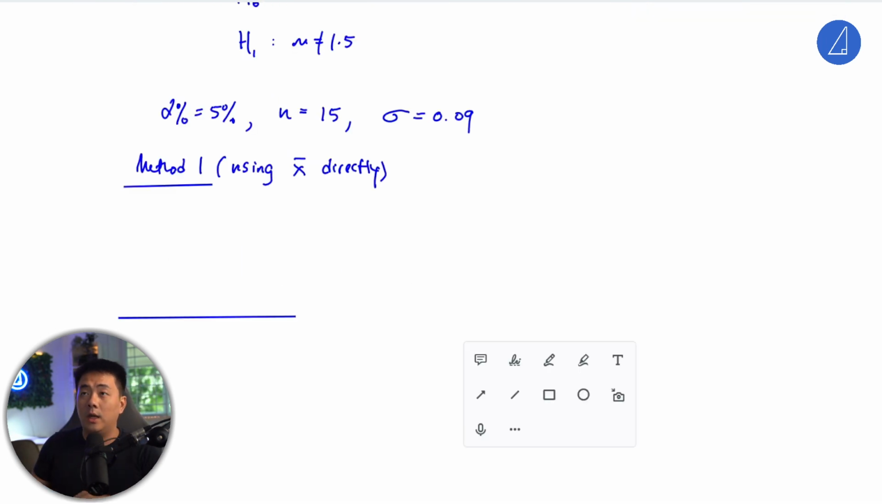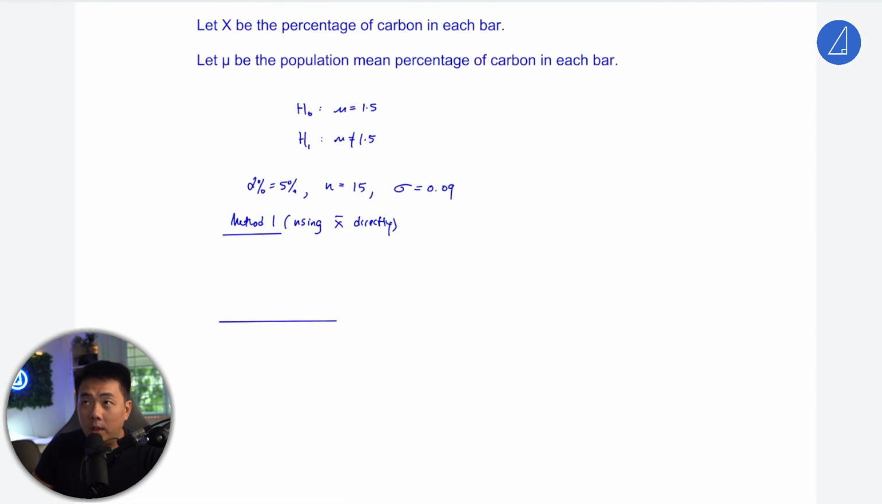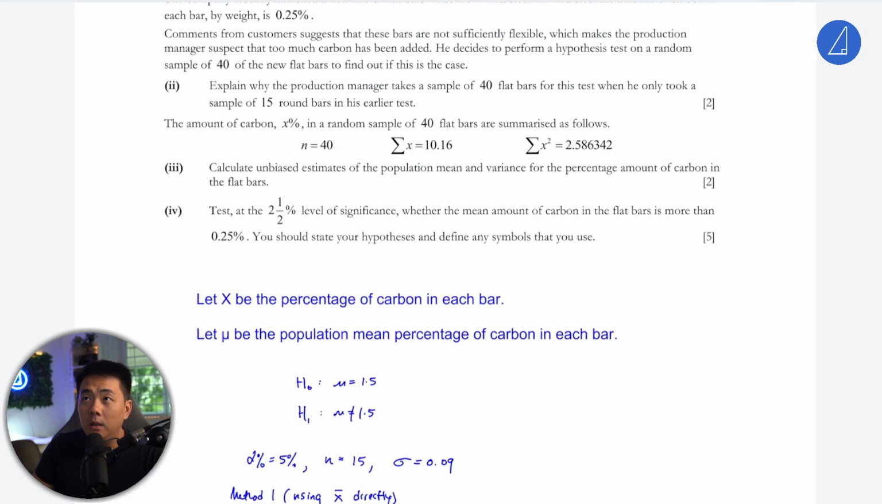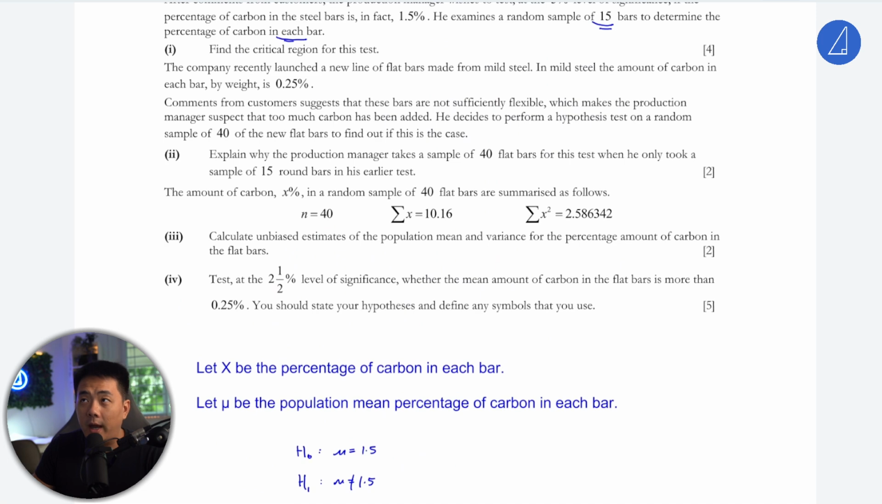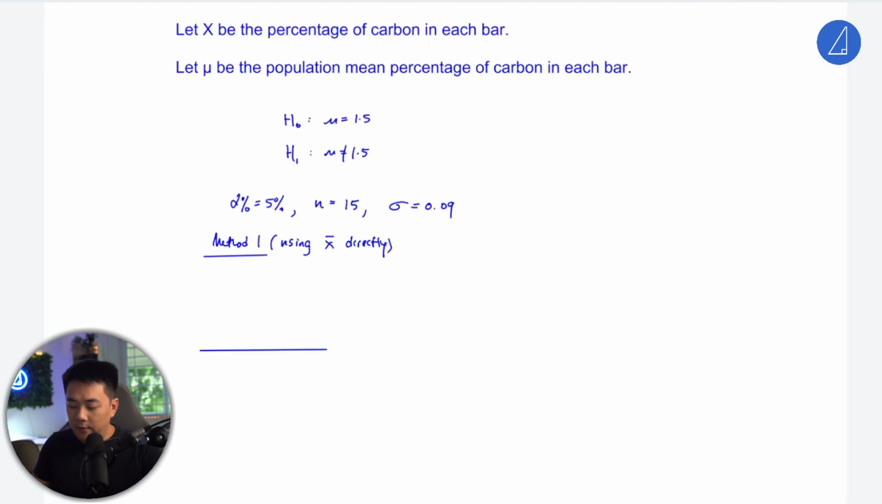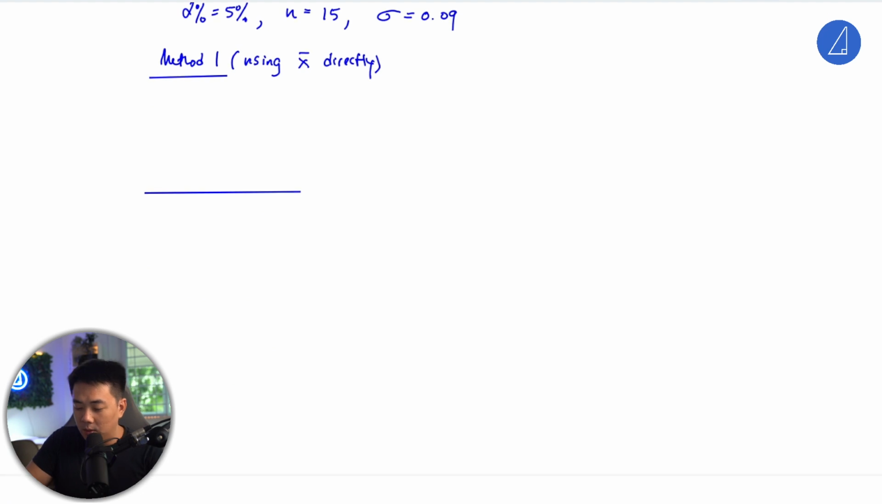Great. So there are two ways of doing this because you want to find the critical region. Understand that the critical region is basically looking at the X bar: what is the tolerance level for the X bar? If you want to do it directly, you could do it like so. From this sample mean of 15, the assumption has always been that it will be 1.5% here.